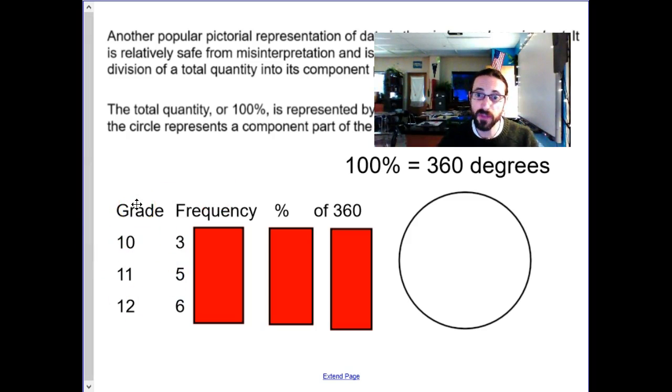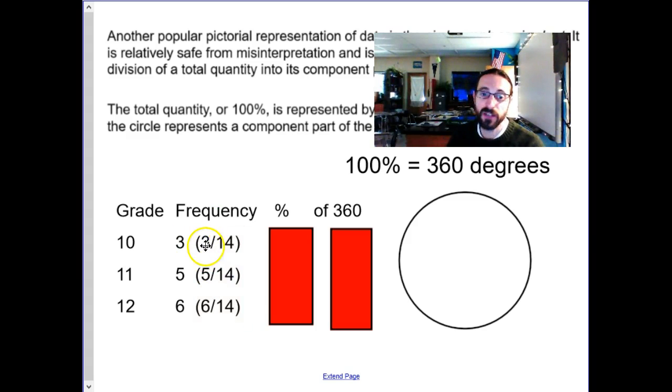This data was from the class survey started at the beginning of the year when I talked about how many people are in each grade. And we've got 3 sophomores, 5 juniors, and 6 seniors. So if I wanted to calculate the frequency, well, that's 3, 5, and 6. And if I want to calculate that percentage, really what I'm talking about is this is 3 of 14. Juniors, they're 5 of 14, and seniors there are 6 of 14.